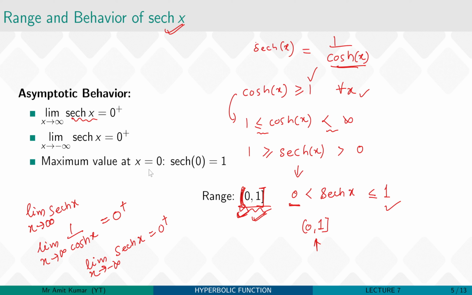Okay, now what is the maximum value? Basically, the maximum value of sech x is equal to 1. This is at x equal to 0. Okay, because the range is basically 0 to 1, and then 1 is the maximum value.